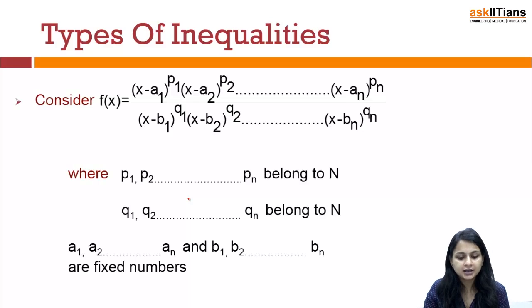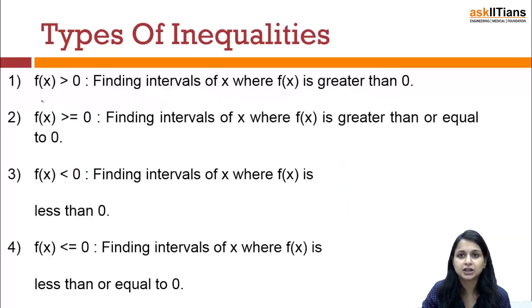Now here we are taking the function f(x). Here we can easily see that this is a function f(x) in the form wherein the numerator is some polynomial function in x and the denominator is also some polynomial function in x. And p1, p2 belong to natural numbers, and q1, q2 are also natural numbers, and a1, a2, b1, b2 are fixed numbers. Now I can have four kinds of inequalities: one in which f(x) is greater than 0, another in which it is greater than or equal to 0, next in which it is less than 0, and less than or equal to 0.